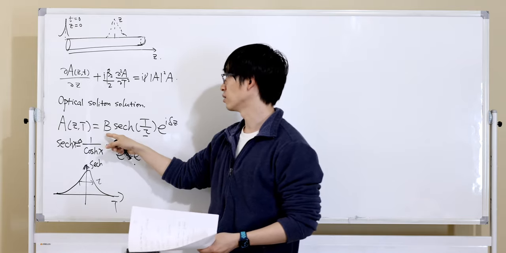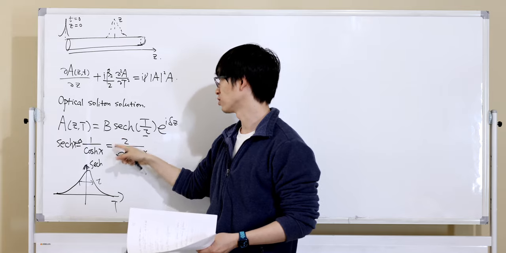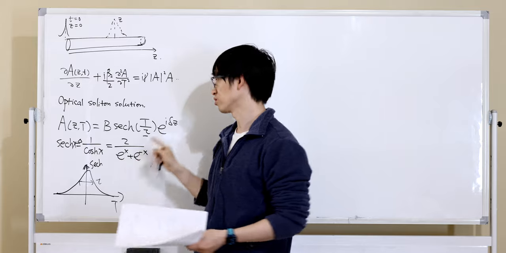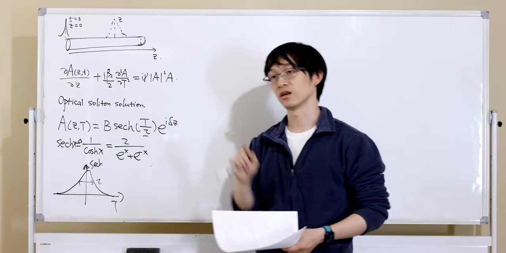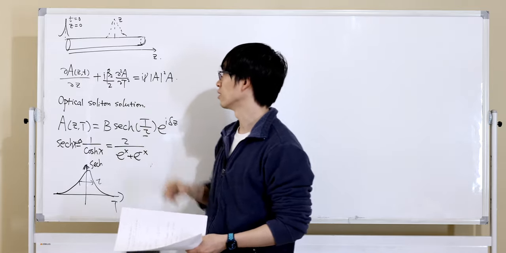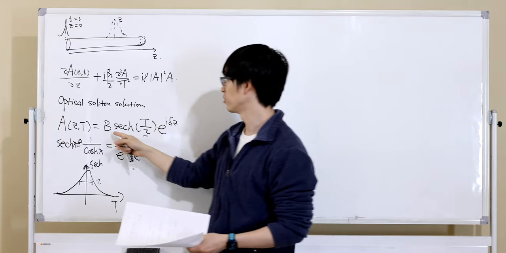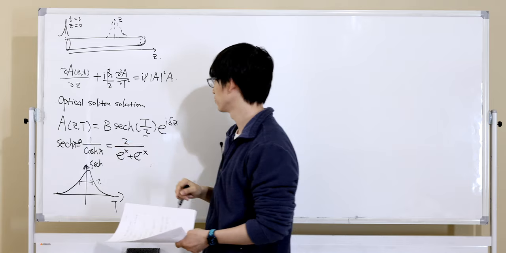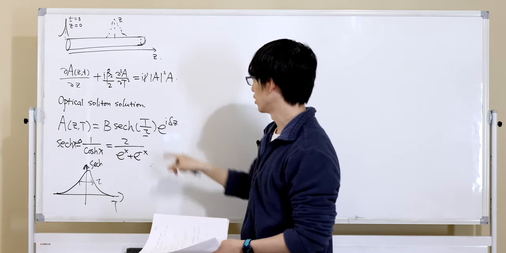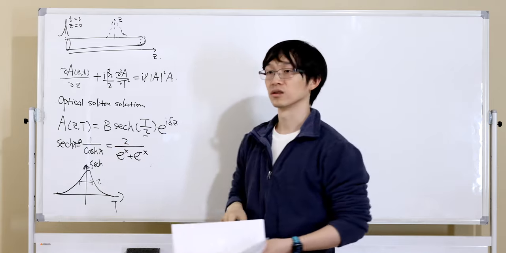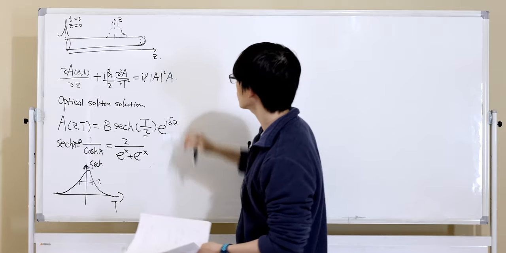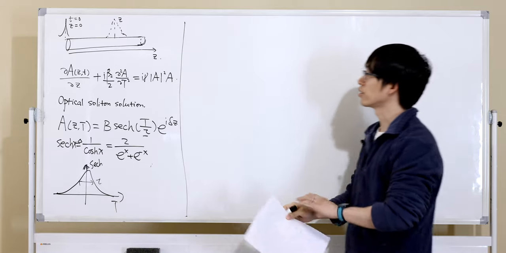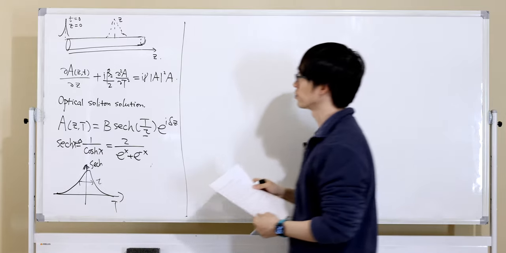And B is, because sec is normalized to 1, and this phase term's amplitude is also 1, so B here is the amplitude of your pulse. Or you can think of it as the peak amplitude of your pulse. And this term is just a propagation constant term. So now let's plug this equation into here and see how the terms actually balance each other.